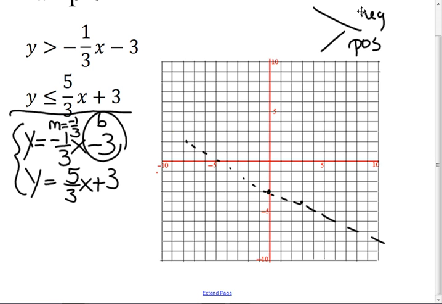Taylor, do you have this one graphed? Where's this one going to begin? At 3. 1, 2, 3. It's up 5, to the right 3.